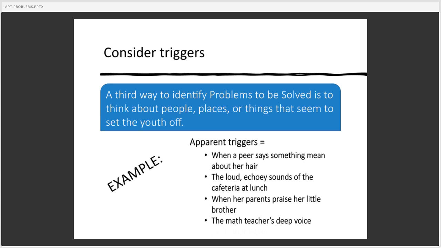And something about the math teacher's deep voice. When she hears his particular deep voice, that seems to be a trigger in some way. Maybe we don't know why these things are a trigger, but we can identify that they bother the youth, that they're a trigger. So again, all four of these things, problems to be solved, straight to the list. So if we were using this example, I think we had 3 and 4 and 4, so 11. So there's 11 problems to be solved on our list if we were using this information for an APT.